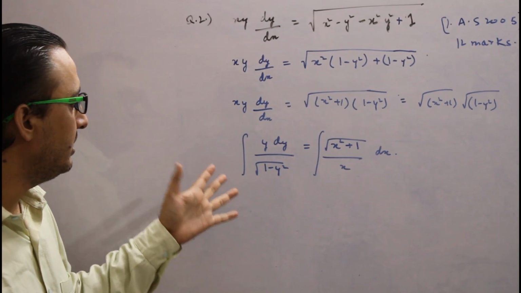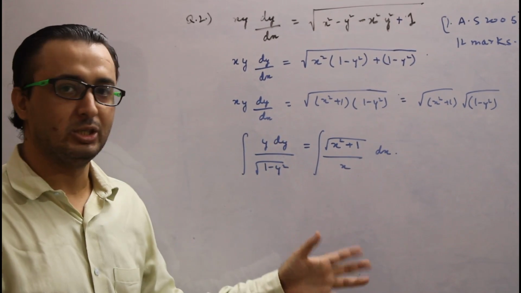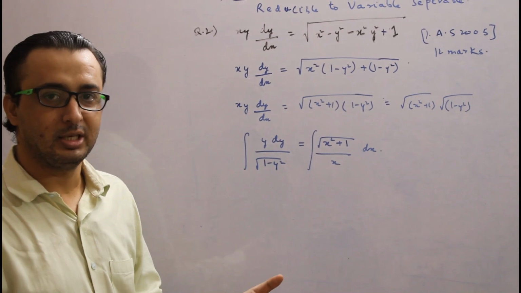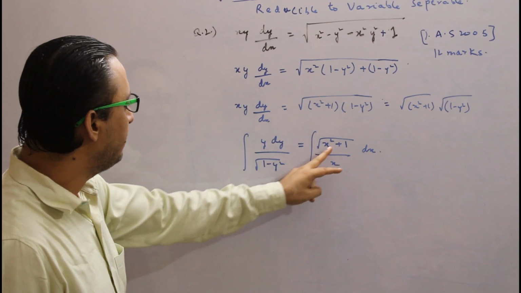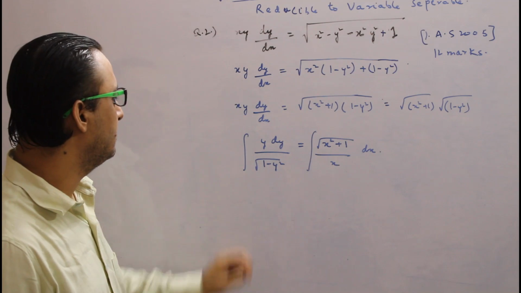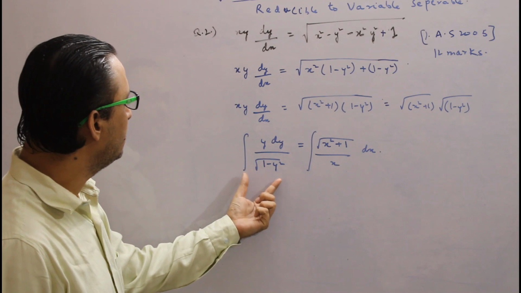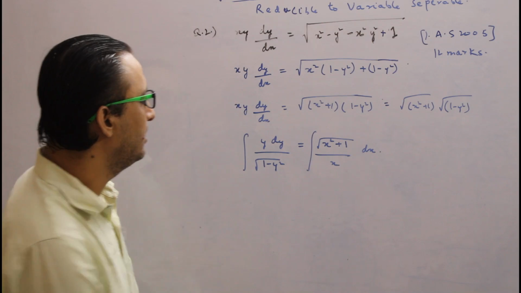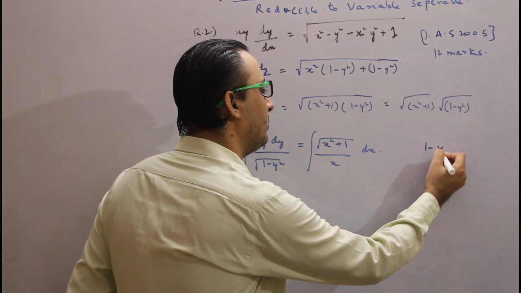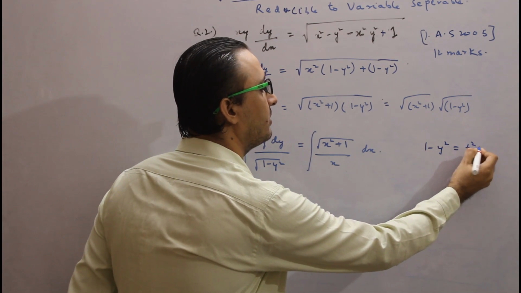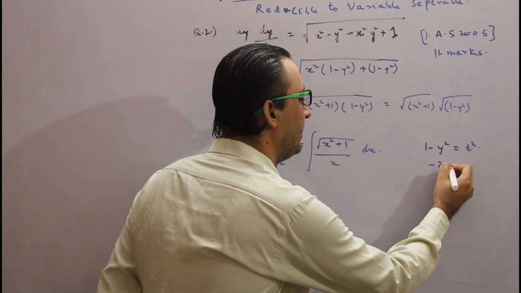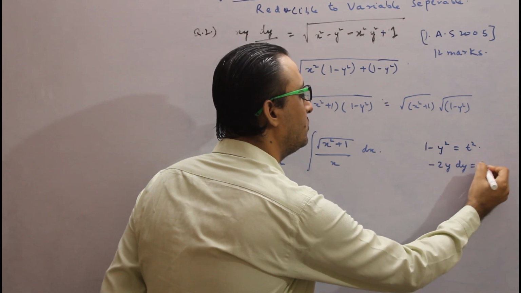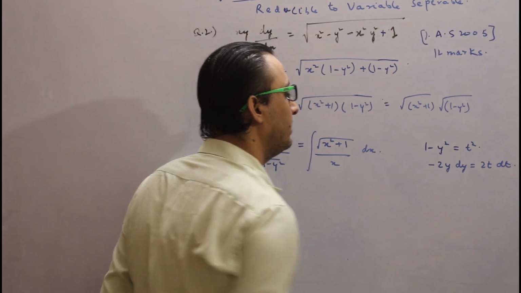Once you are in a very good position to do integration, differential equation is just a cakewalk. So now you see here, you have to integrate this function and this function. First, I will try to do with this one. If I write 1 minus y square is equal to t square, alright. So if I differentiate this, it becomes 2y dy is equal to 2t dt, alright.